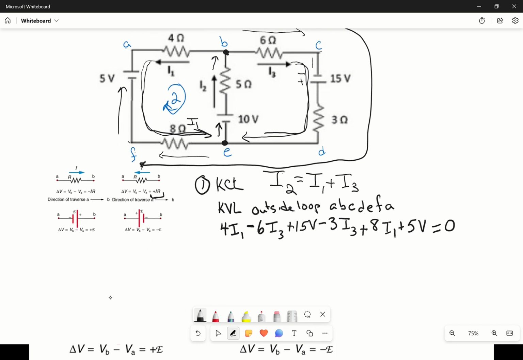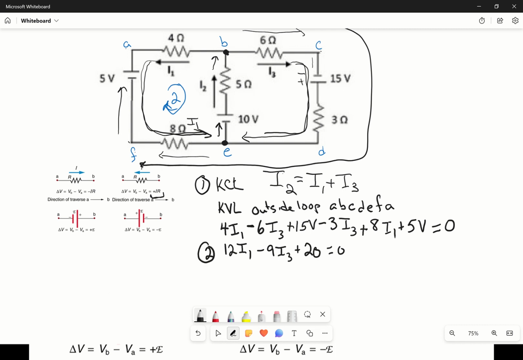Let's go through and just collect all the terms. So I've got a 4I1 and an 8I1. So it's going to be 12I1. Let's see, in terms of I3, I've got minus 6I3 and minus 3I3. So that's minus 9I3. And then I've got plus 5, plus 15. So it's going to be plus 20 equals 0. So there's my equation 2.